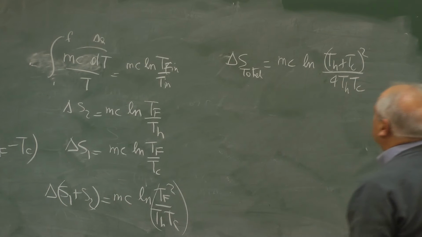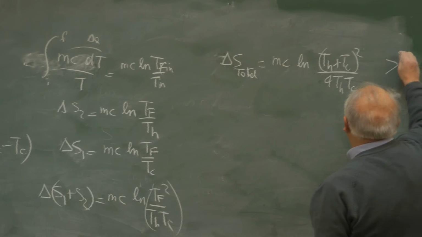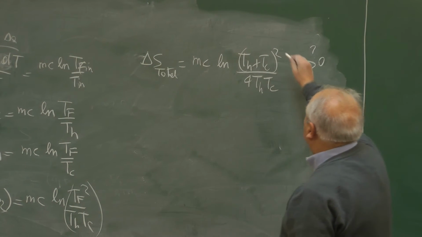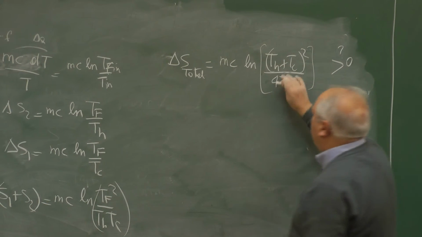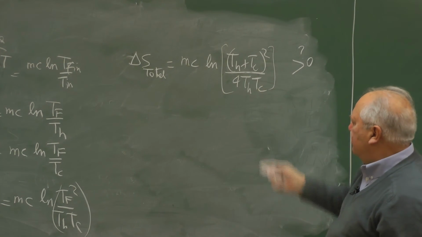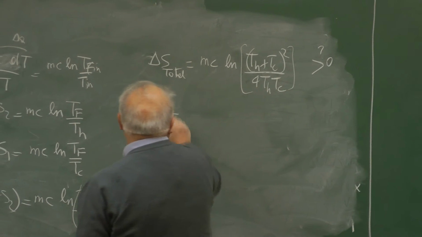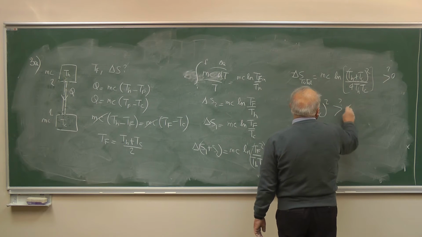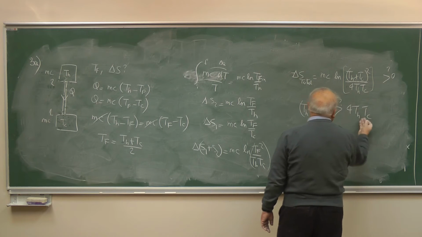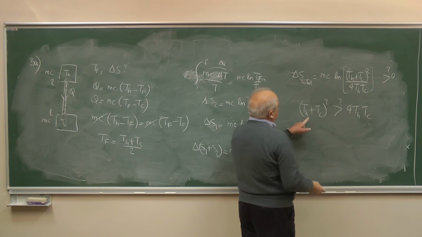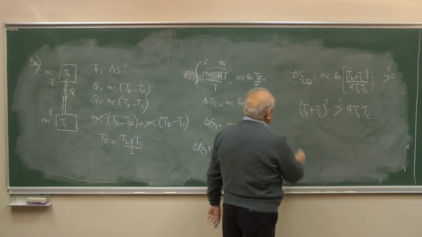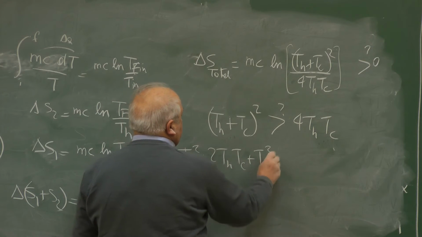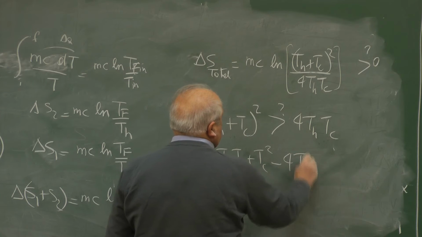Now the question is, is this larger than zero? Did the entropy increase? That means the logarithm argument has to be larger than one, otherwise the log is negative. So let's check that. Is TH plus TC squared larger than 4 TH TC? We bring it back to the left side. All right, let me just do it. TH squared plus 2 TH TC plus TC squared minus 4 TH TC.